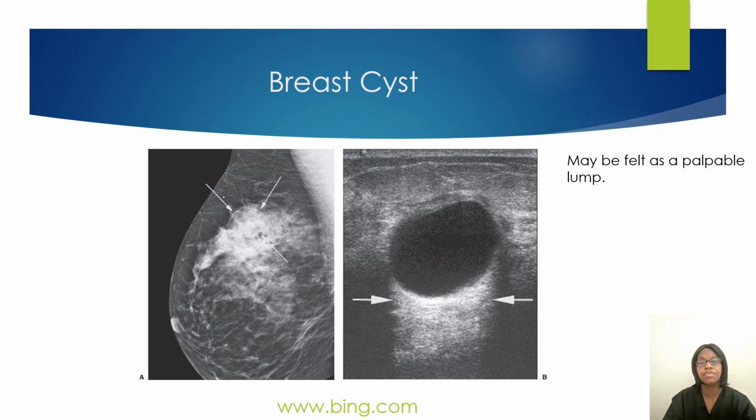This is an example of a breast cyst. This was felt by the patient as a palpable lump. On the images, the image that is far away from me is your mammogram, with the white arrows pointing to it. The image closer to me is a breast ultrasound. The white arrow is pointing to the enhancement. When you see a white enhancement like that, that's how you know it's probably going to be a cyst. And then that round part of the cyst is black, or anechoic.